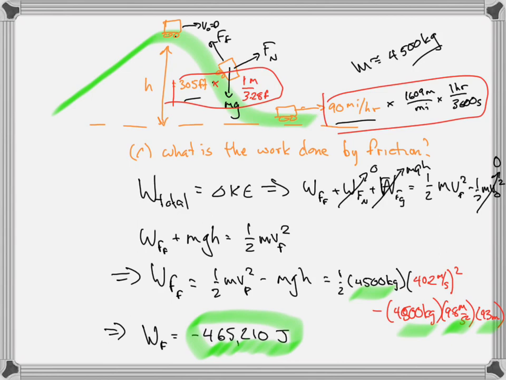So this is only a tenth of the energy, which makes sense. The work done by friction should be small compared to the work done by gravity. Otherwise, the roller coaster would be no fun. Do you get that? Right.